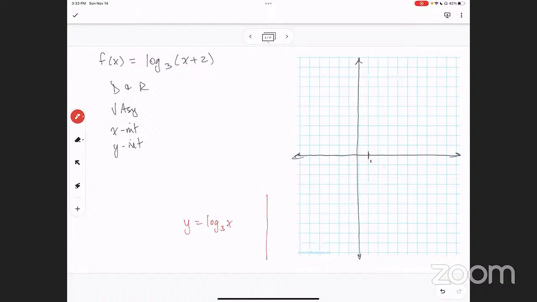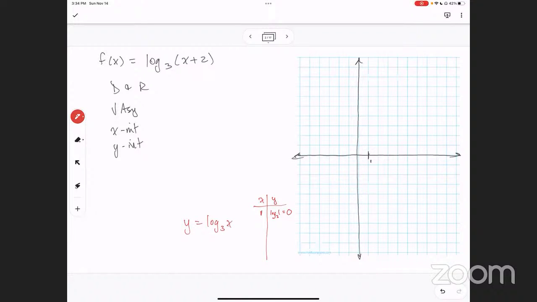Okay, and let's think about what that would look like. It's always good to understand what it is that we're doing. So if I plug in 1 for x, what's the log base 3 of 1? It's 0, because that means 3 to what power equals 1. The answer is 0.